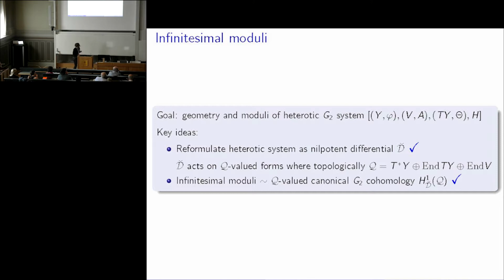So the goal here was to describe the geometry and moduli of this heterotic G2 system in terms of this differential, and show that the supersymmetry constraints correspond to this nilpotency condition, and that the infinitesimal moduli can be counted by this Q-valued canonical G2 cohomology with respect to this operator that I defined, which is called D-check.